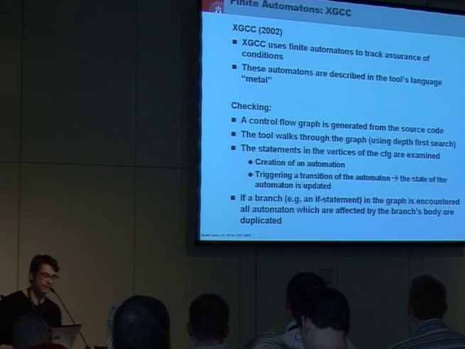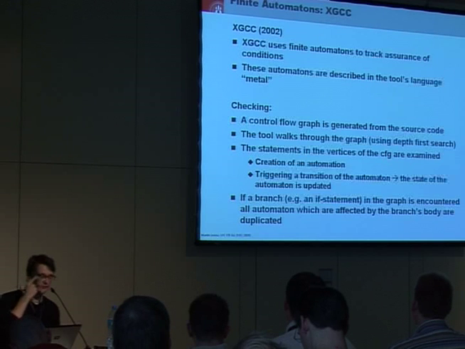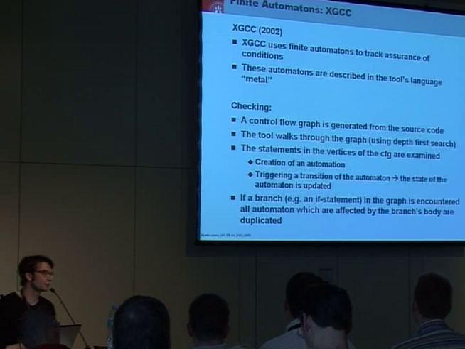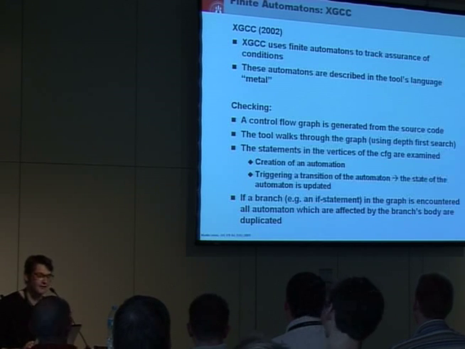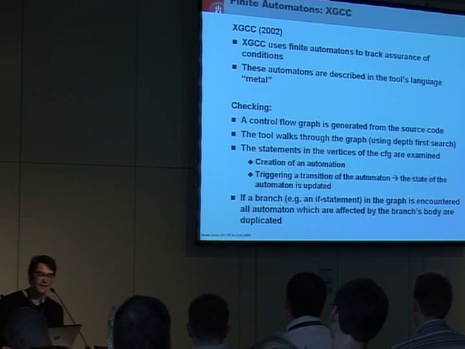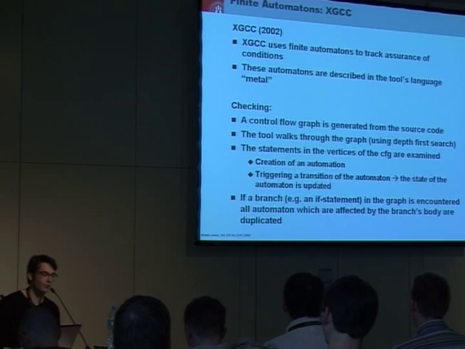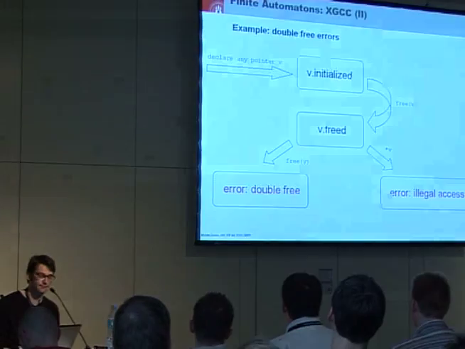I have an example right following. Something interesting also is if we encounter a branch, so some condition, an if statement, a switch statement, stuff like that, and we have an automaton that is affected by this branch for some reason, then this automaton is duplicated. We have then two automatons, one for the true branch and one for the false branch. This is done to reduce false positives.